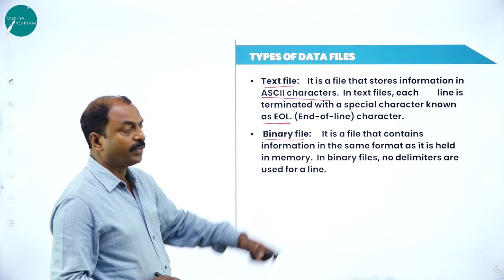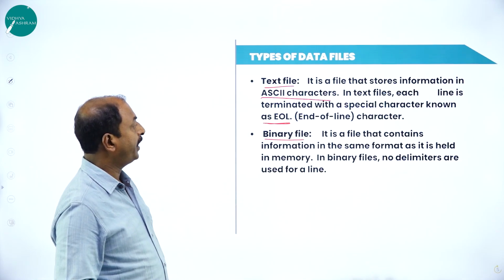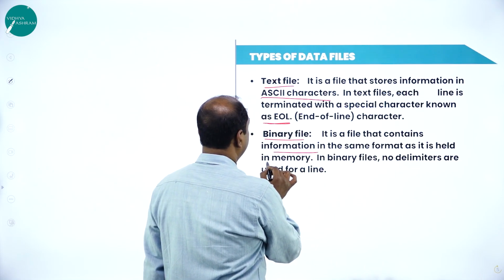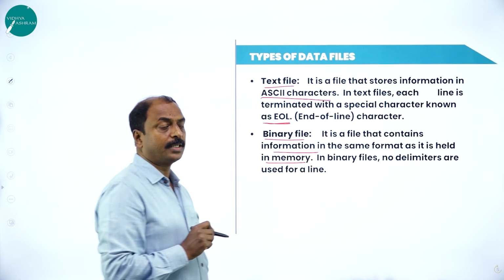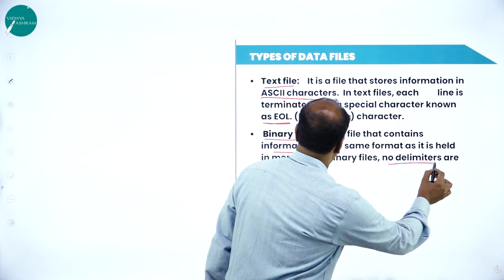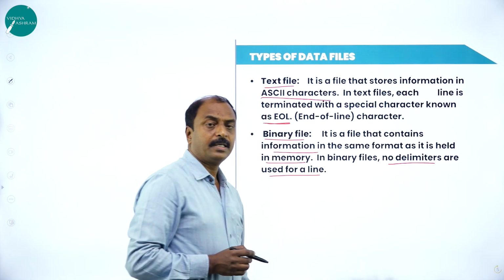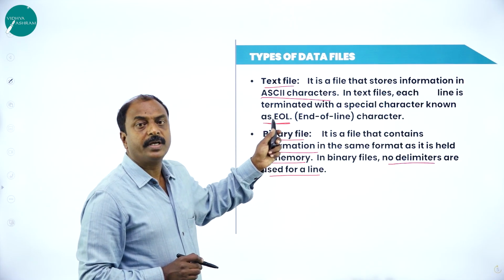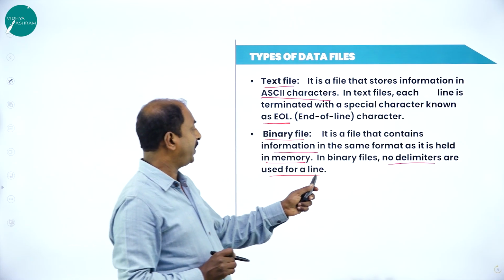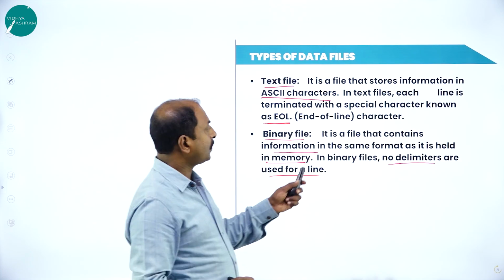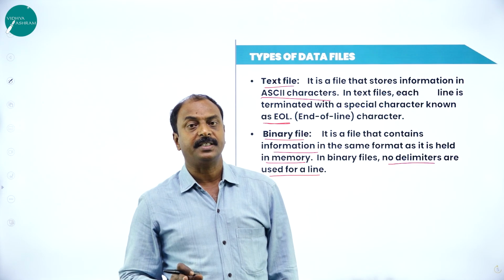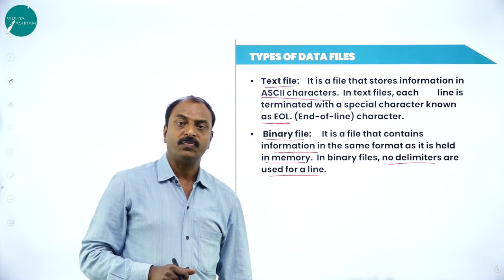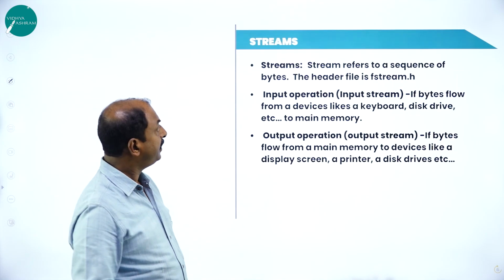Now let us move on to the next definition, that is binary file. What is a binary file? It is a file that contains information in the same format as it is held in the memory. And no delimiters are used for a line. In the previous definition, in text file, we have an EOL character, end of line character. In binary file, that is not there. And information will be stored exactly as it is stored in the computer memory. See, these two are different types of file.